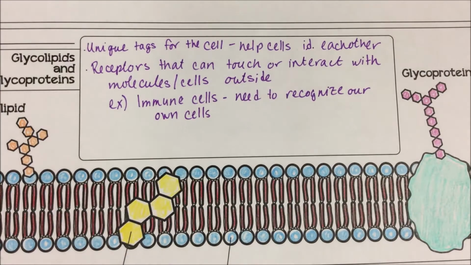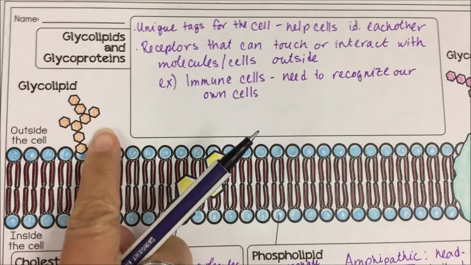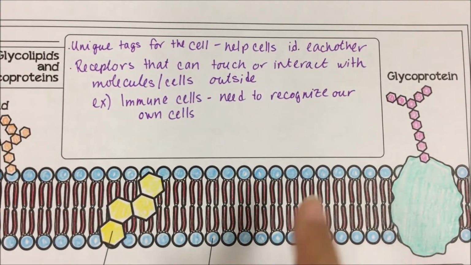So if they weren't able to recognize them, if they didn't have these little receptors on the outside of our cells, essentially what would happen is our immune cells would attack our own body cells and destroy them, because that's what immune cells do. They're going to attack foreign cells. And so we need to have those recognition markers in order for cells to recognize each other.